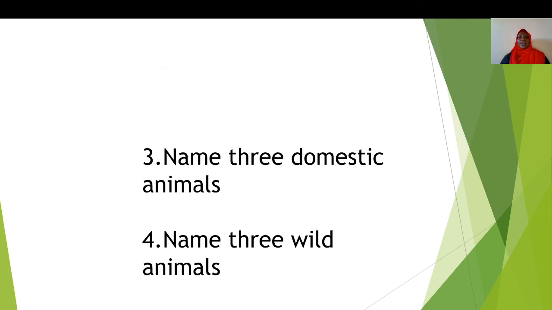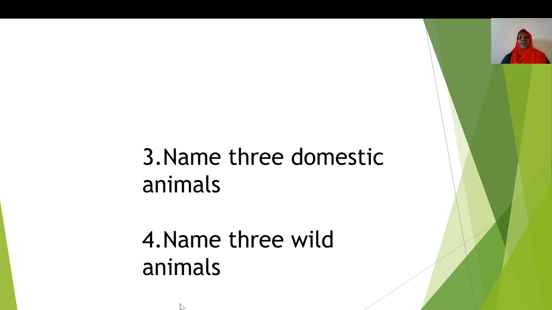Number 3, name 3 domestic animals, and we have said domestic animals are the animals that we keep at home. Number 4, name 3 wild animals.